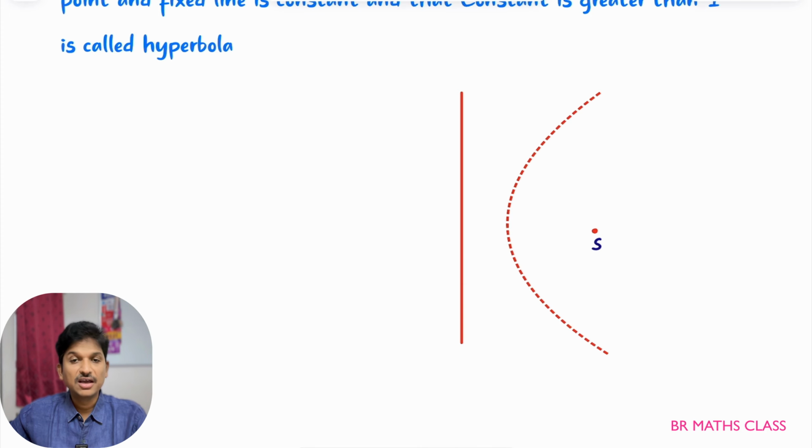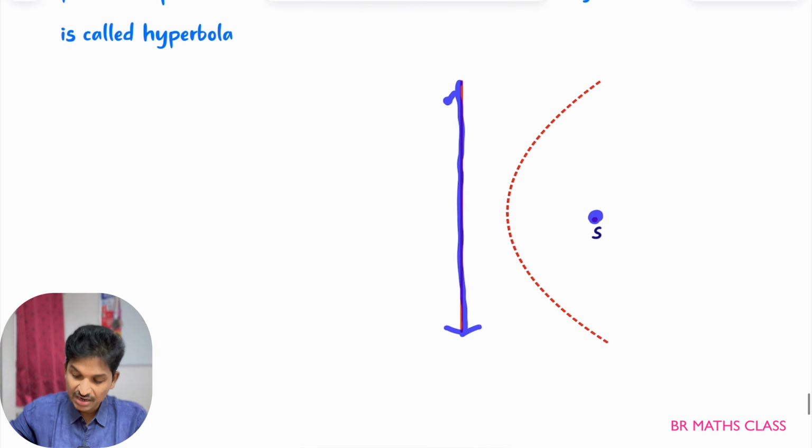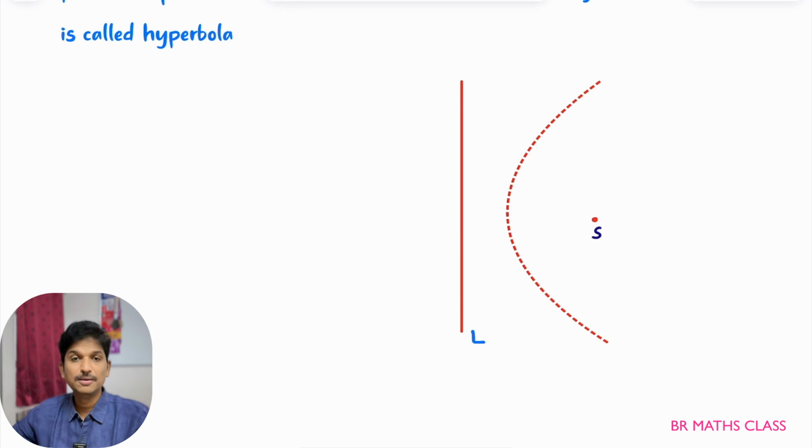You observe this diagram. I'll consider two important things. One is a fixed point. This fixed point, I'll name it as S. Another one is a fixed line. This is the fixed line. We'll name this as L. You consider points in a plane. In what way do we need to consider them?